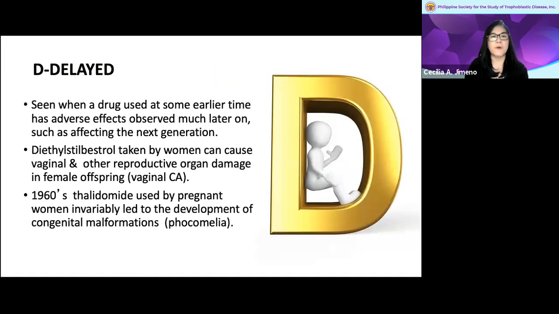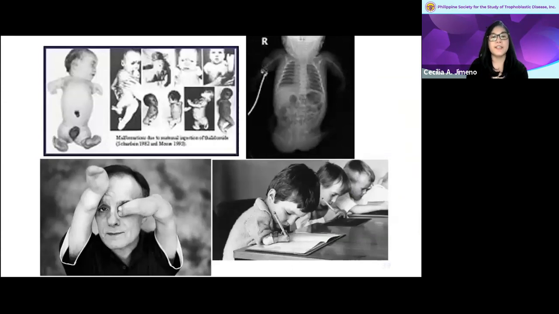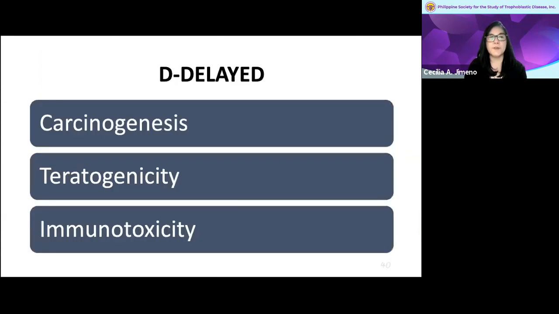Next are the delayed type of ADRs. These are seen when a drug used at some earlier time has adverse effects observed, typically on the next generation. So women, for example, who take diethylstilbestrol, they can cause vaginal and other reproductive organ damage in female offspring, such as vaginal cancer, or the intake of thalidomide in the 60s by pregnant women, which resulted in various kinds of congenital malformations, especially phocomelia, or the foreshortened extremities. The other types of delayed ADRs would be the development of carcinogenesis, again, teratogenicity, and even immunotoxicity for the next generation.